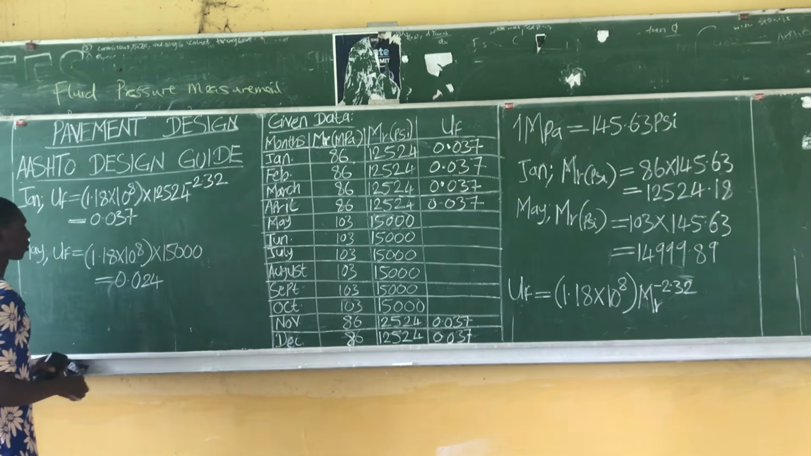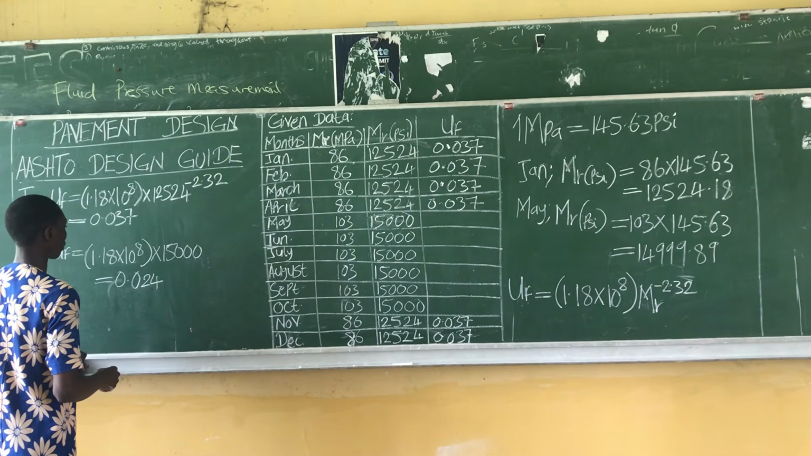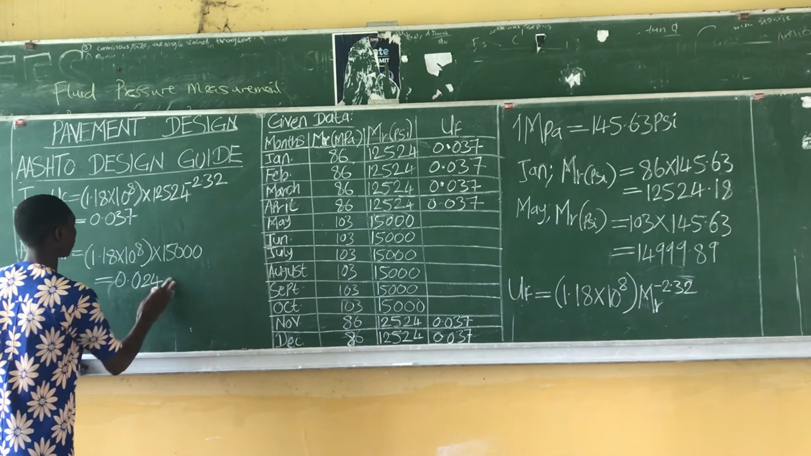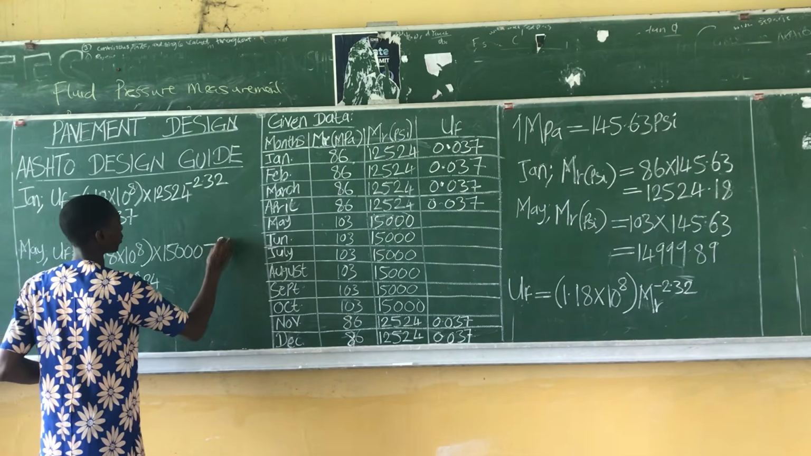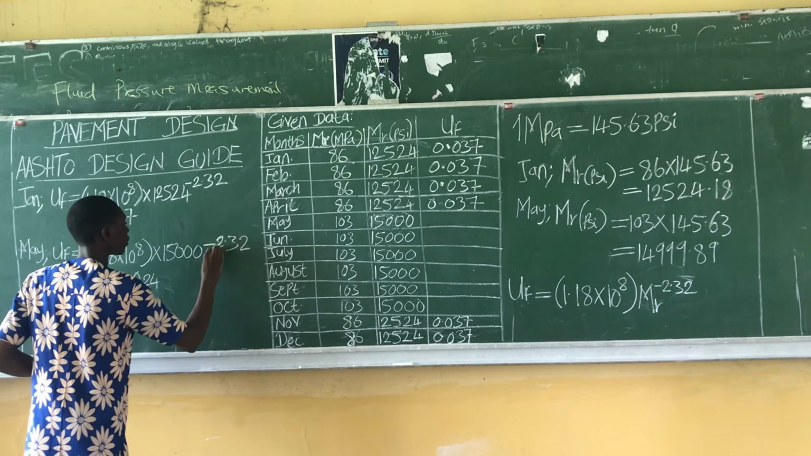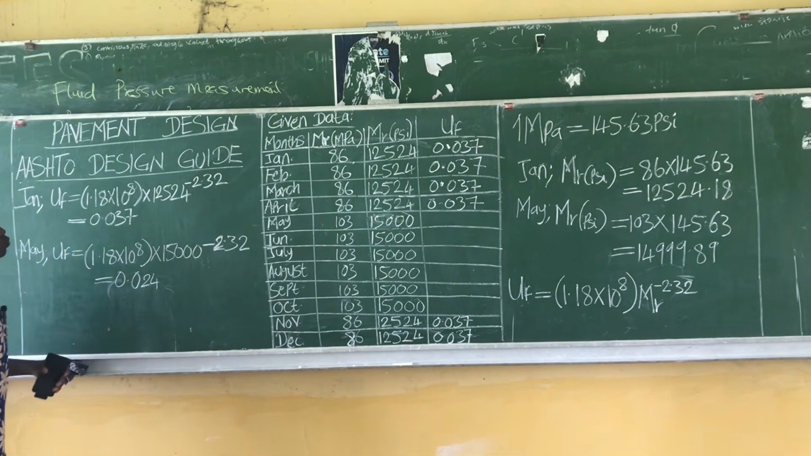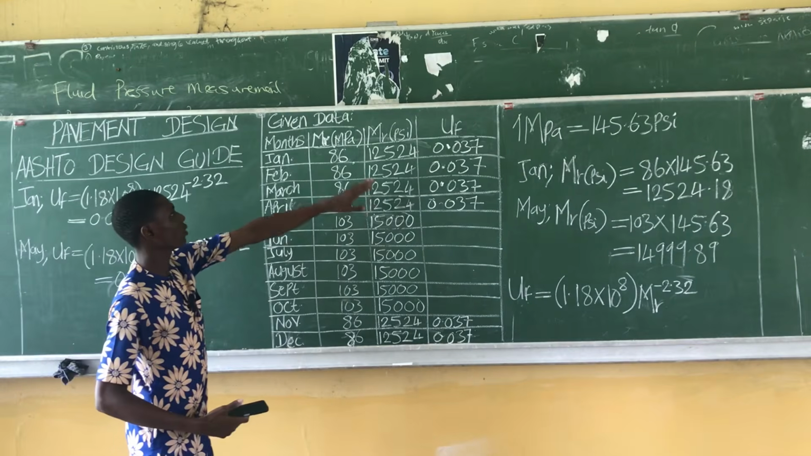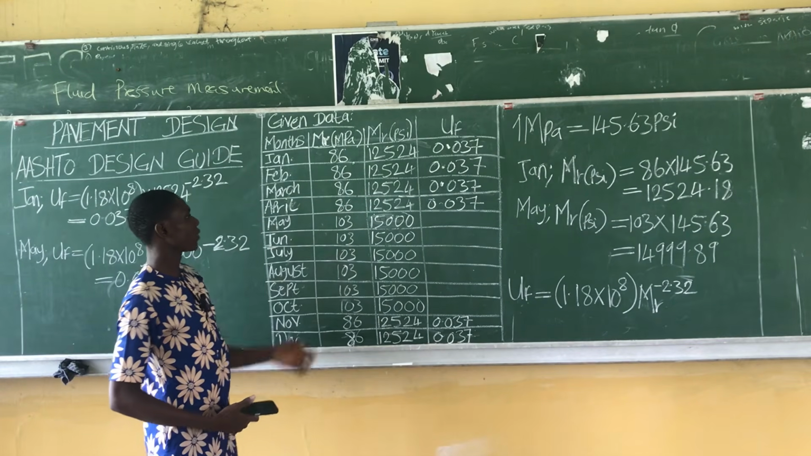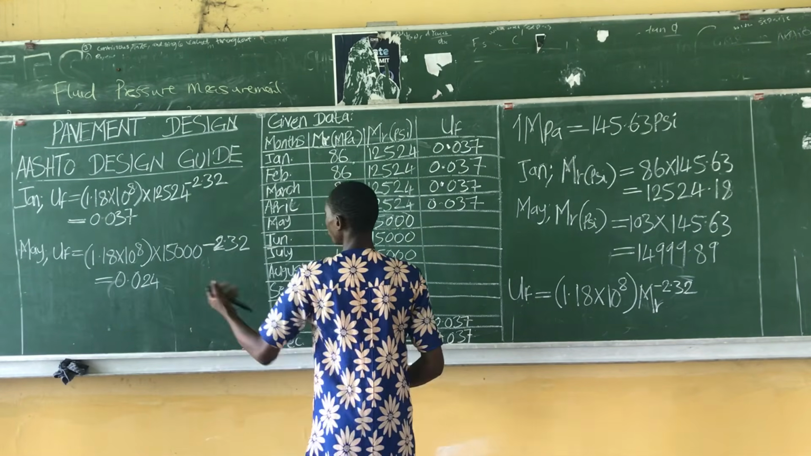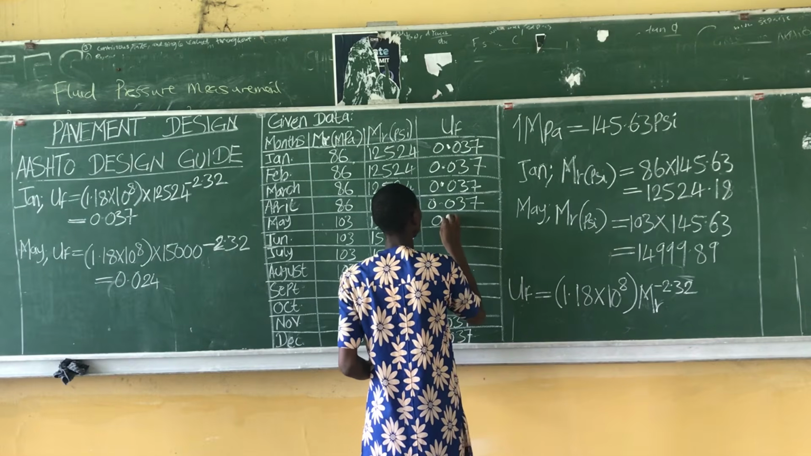Raised to the power minus 2.32. 1,500, raised to the power minus 2.32. Okay, so this is going to be 0.024. So for the other ones having the resilient modulus to be 15,000, we'll be having 0.024.